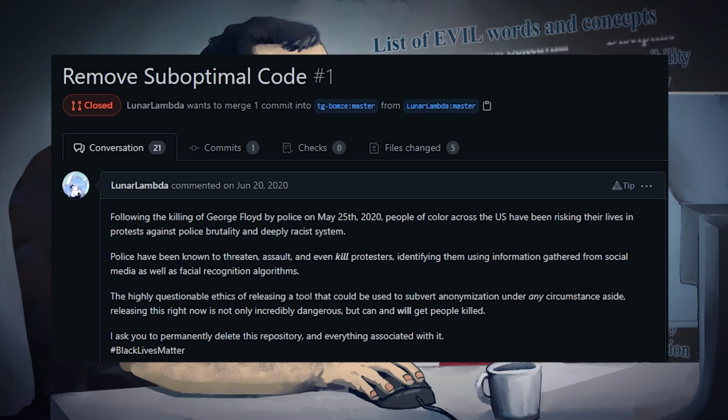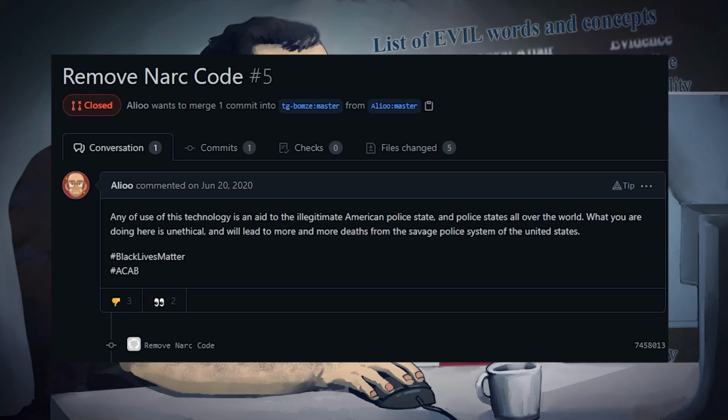Following the killing of George Floyd by police on May 25th, people of color across the US have been risking their lives in protests against police brutality and a deeply racist system. Police have been known to threaten, assault, and even kill protesters, identifying them using information gathered from social media as well as facial recognition algorithms. The highly questionable ethics of releasing a tool that could be used to subvert anonymization under any circumstance aside, releasing this right now is not only incredibly dangerous, but can and will get people killed. Any use of this technology is an aid to the illegitimate American police state, and police states all over the world.